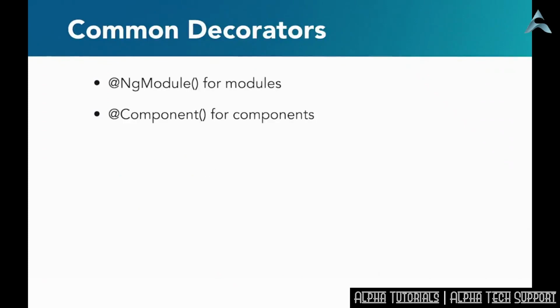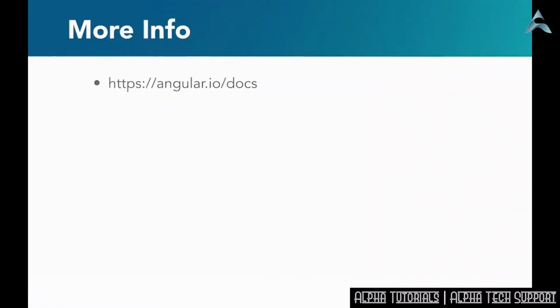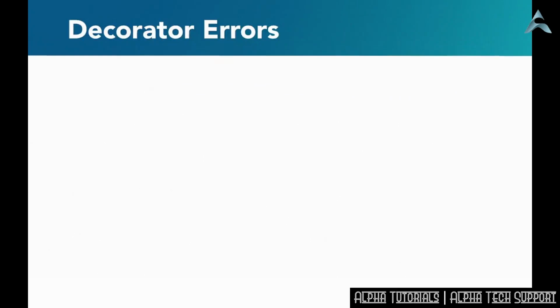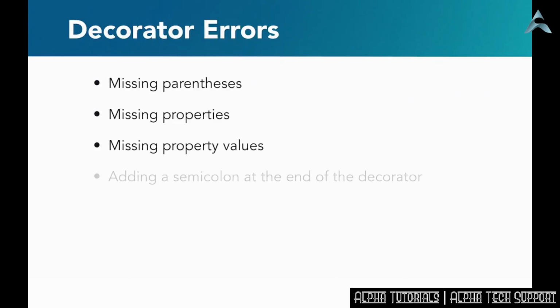Common decorators are NgModule to define the modules, Component to define components, Injectable to define services, and Input and Output to define properties that are sent and received from the DOM. There are many built-in decorators available in Angular, and many properties on each decorator. So I recommend you read the official Angular documentation for more information on decorators and how they work in Angular projects. Common decorator errors include missing parentheses, missing properties, missing values, or adding a semicolon at the end of a decorator statement.